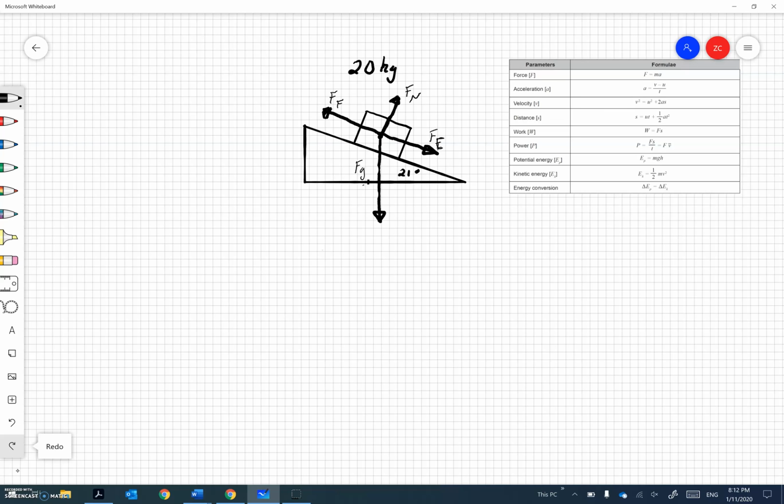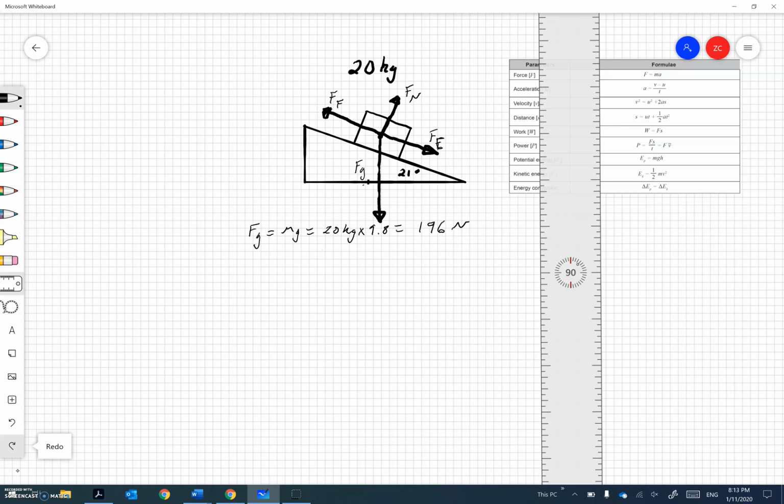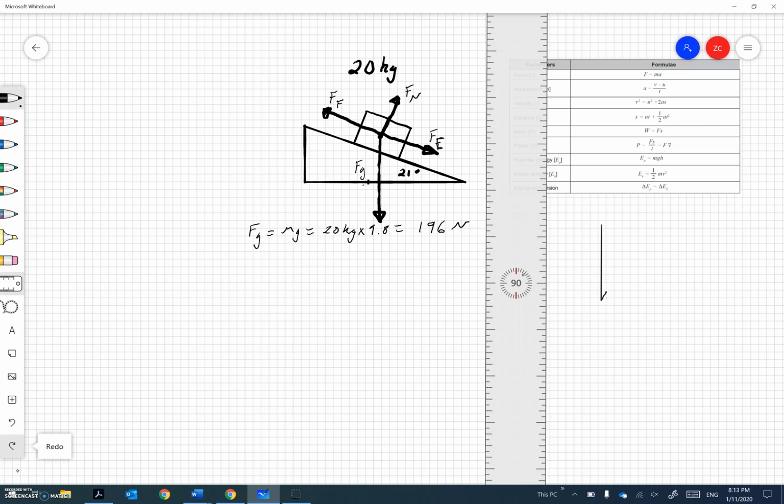So let's work out what our force due to gravity is. Force due to gravity is equal to mass times gravity, which is equal to 20 kilograms times 9.8, which is 196 newtons. So if we think about that, let's draw our box here. So we have on the downward angle, this is our force due to gravity. We have 196 newtons.